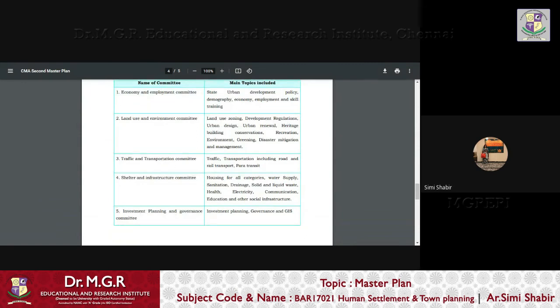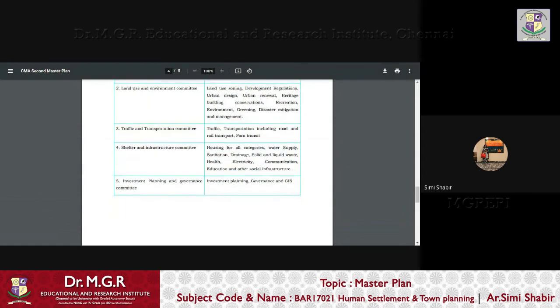The Traffic and Transport Committee would review the traffic and transportation, including road, rail, paratransit, etc. The Shelter and Infrastructure Committee would take care of the housing for all categories, water supply, sanitation, drainage, solid and liquid waste, health, electricity, communication, education, and other social infrastructure. The Investment Planning and Governance Committee would review the investment planning, governance, and the global index of the investment and other related criteria.